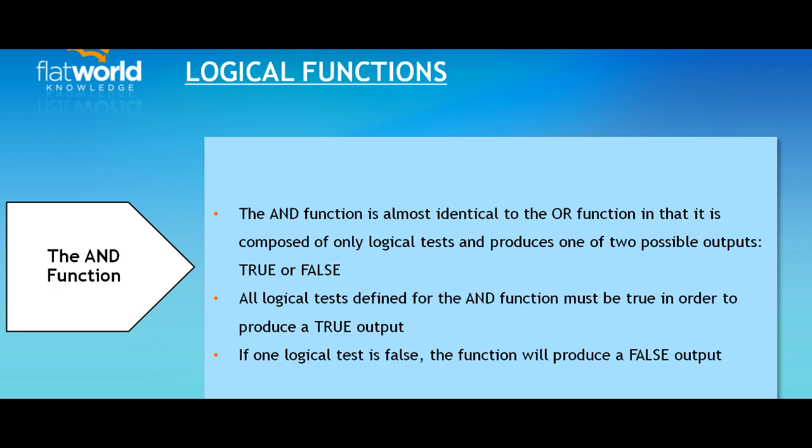The AND function is very much like an OR function, but it's saying the output has to be yes in both cases, not yes in one and no in the other. If the AND function says this plus this, the answer has to be yes to both. Otherwise, the output would be false.